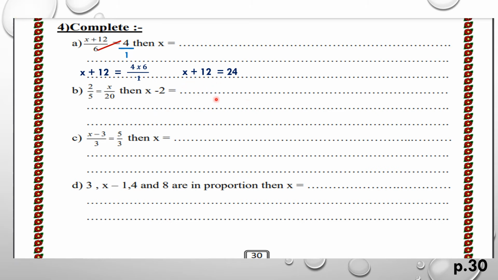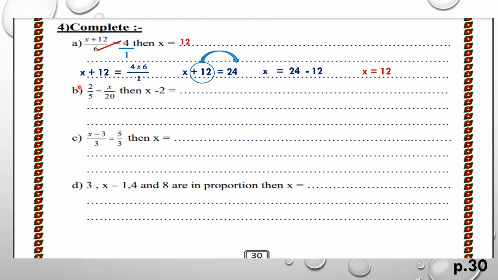Now we need to find the value of x alone. So we need to get rid of this plus 12. How can I get rid of this plus 12? As we took before in 5th primary, using the equation, take it to the other side with the opposite sign. What is the opposite sign of plus? The opposite sign of plus is minus. So I'm going to take this plus 12 to the other side to be minus 12. So x equals 24 minus 12. If you calculate 24 minus 12, the result will be 12. So x equals 12. My final result is 12.